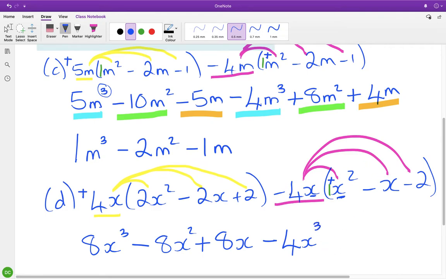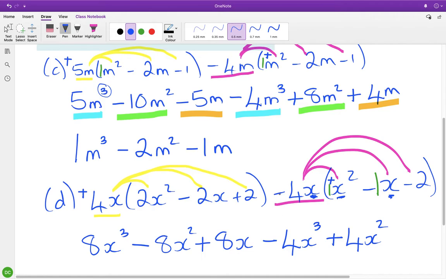The second multiplication, so 2 minuses, same sign, means plus. I have an invisible 1. So when I'm doing my numbers, I get 4 times 1 is 4. And then I have the x here and an x here, meaning I have 2 x's, so x squared.